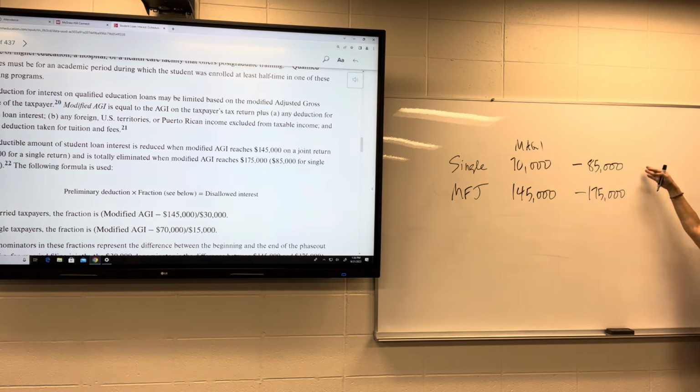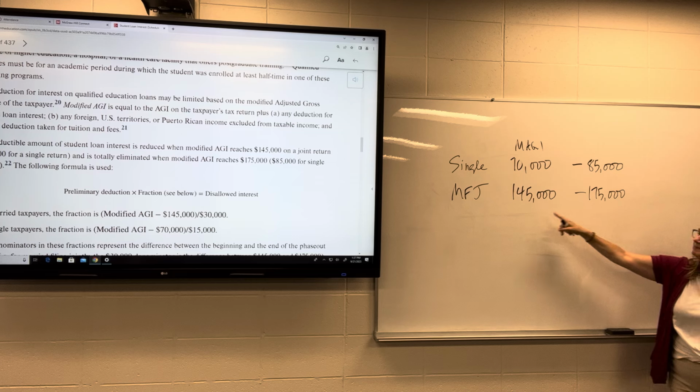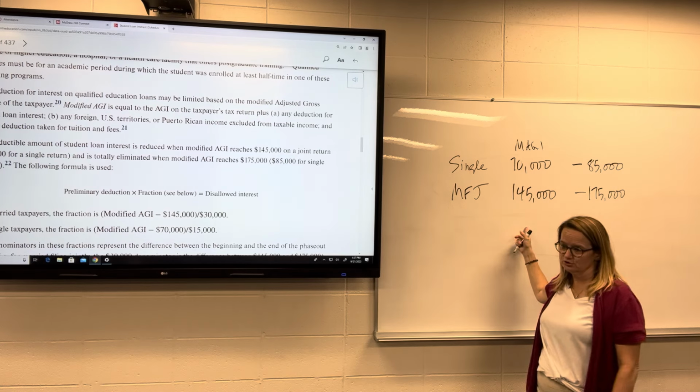If it's over these amounts, you get nothing. You get no deduction for that. Between these amounts, this is our phase out range.